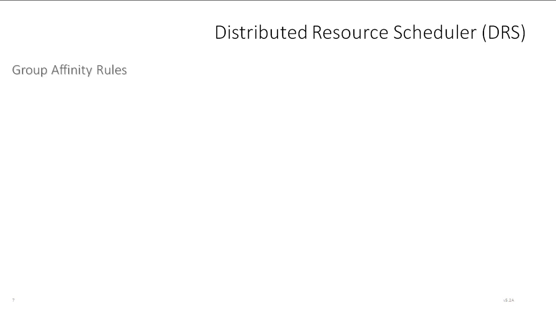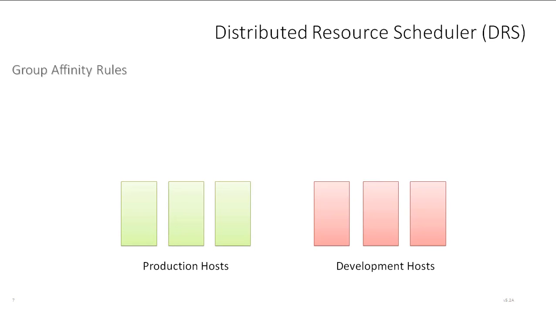We can also create affinity rules that are enforced on a wider scale. So for example, we could create DRS groups of hosts. Right, on the left-hand side, we have three ESXi hosts that have been grouped together as our production hosts. On the right-hand side, we have three ESXi hosts that are our development hosts. And we can also create groups of virtual machines as well. And we can say all of our production VMs must run on the production hosts.